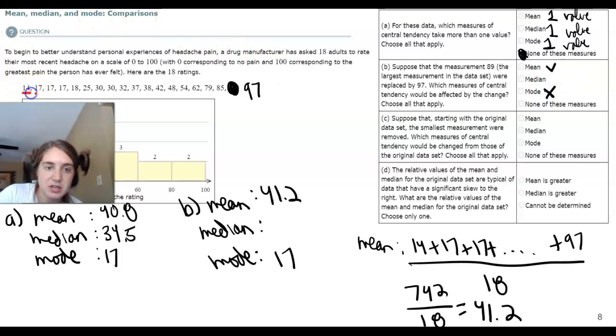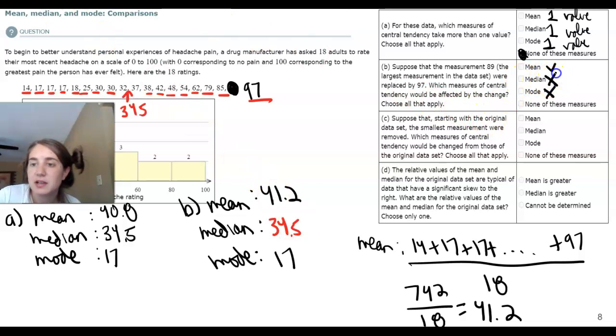Let's see if the median changed. 1, 2, 3, 4, 5. 1, 2, 3, 4, 5. I'm still at that 34.5. So the median did not change. So all that would have changed is our mean. I'm going to do C on the next slide.